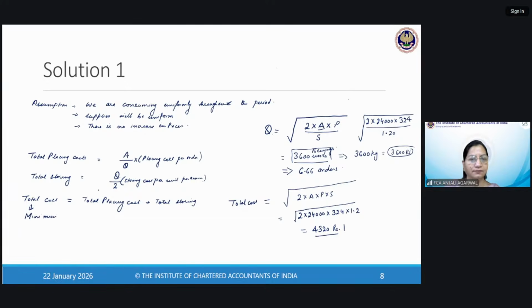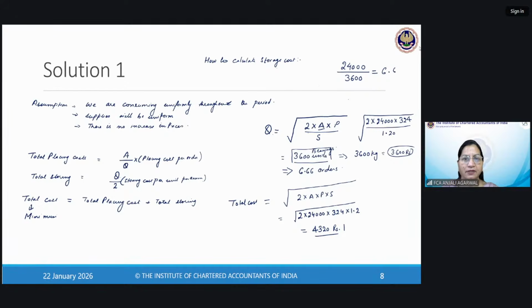One, how to calculate the storage cost. Sometimes it may not be directly given to you, like in this question, it was given as 10 paisa per month. Why the table method is used: order 6.6. How did I calculate 6.6? 24,000 units were required to be ordered, and we were ordering 3,600 units at one time. So that's why it is 6.6.